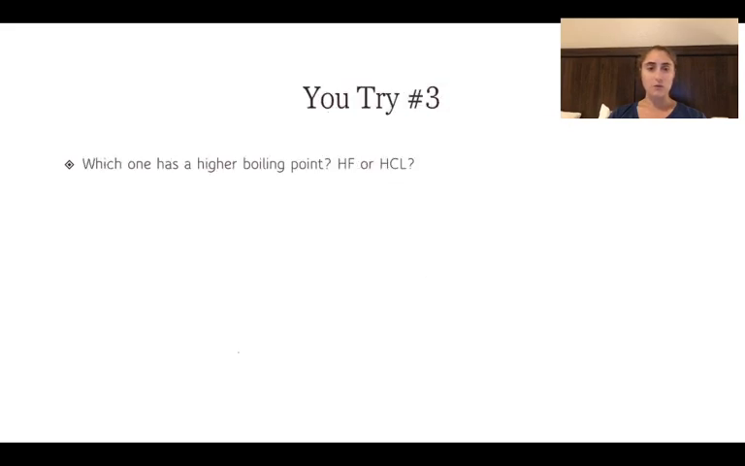Okay, you're going to do one yourself. Which one has the higher boiling point, HF or HCl? Go ahead and pause, complete the U-try. Make sure you do it on a separate piece of paper and submit it to Canvas.